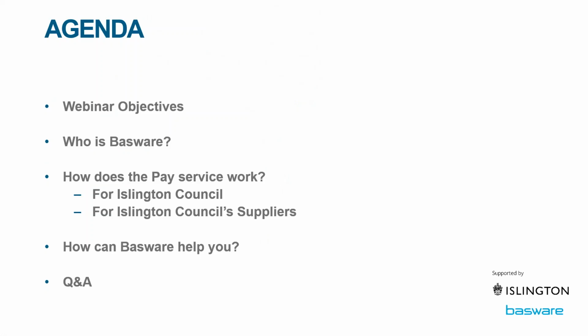Let's have a look at the agenda for today. First, I will go through the objectives of this webinar. Then I will explain a bit about Basswire as a company. Who are we and what do we do? I will present the Basswire Pay service and how it works for both Islington Contempus users and for Islington's suppliers. I will provide you with links so you can find more information if needed. And finally, I will go through some of the most common questions, and after that I will try to answer the questions from the chat forum.